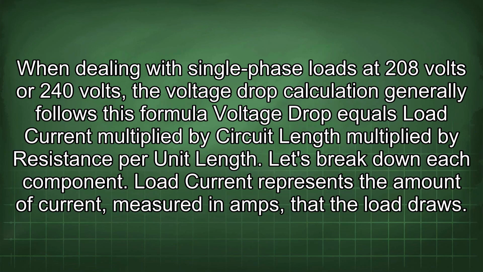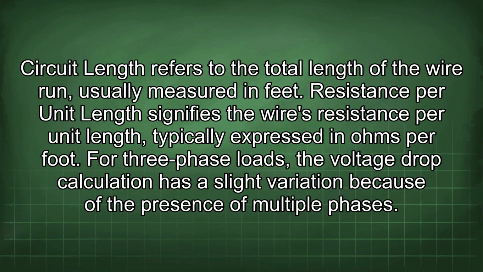When dealing with single-phase loads at 208 volts or 240 volts, the voltage drop calculation generally follows this formula: voltage drop equals load current multiplied by circuit length multiplied by resistance per unit length. Let's break down each component. Load current represents the amount of current, measured in amps, that the load draws. Circuit length refers to the total length of the wire run, usually measured in feet. Resistance per unit length signifies the wire's resistance per unit length, typically expressed in ohms per foot.